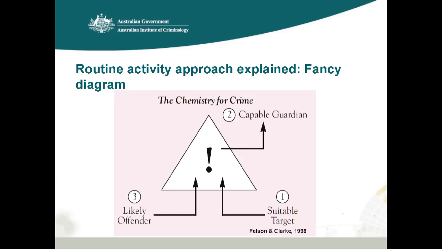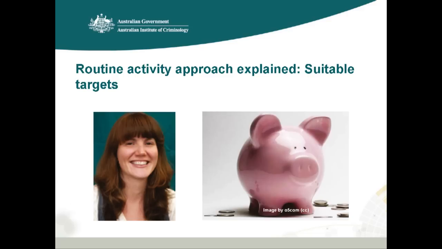So this can be visually displayed using this diagram. We have the chemistry of crime, which is the capable guardian or the lack of a capable guardian, the presence of a suitable target and the presence of a likely offender. Now, suitable targets can include people as well as objects whose position in time and space puts them at risk of a criminal attack, and I'd like to point out there is absolutely no resemblance here.